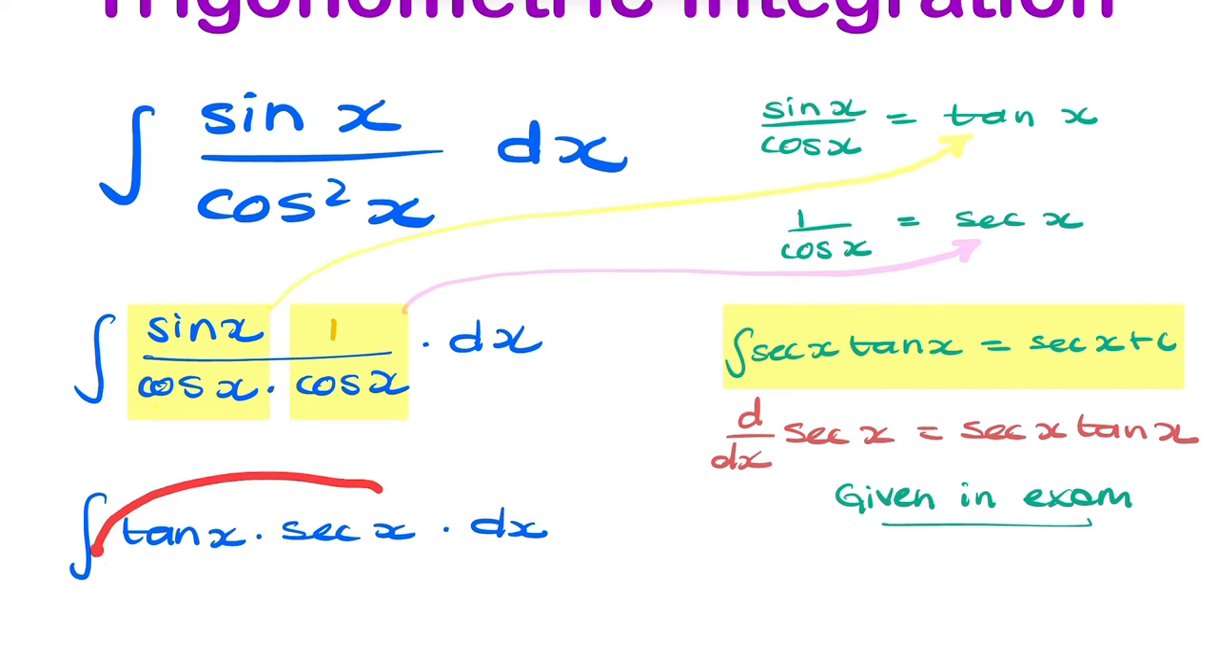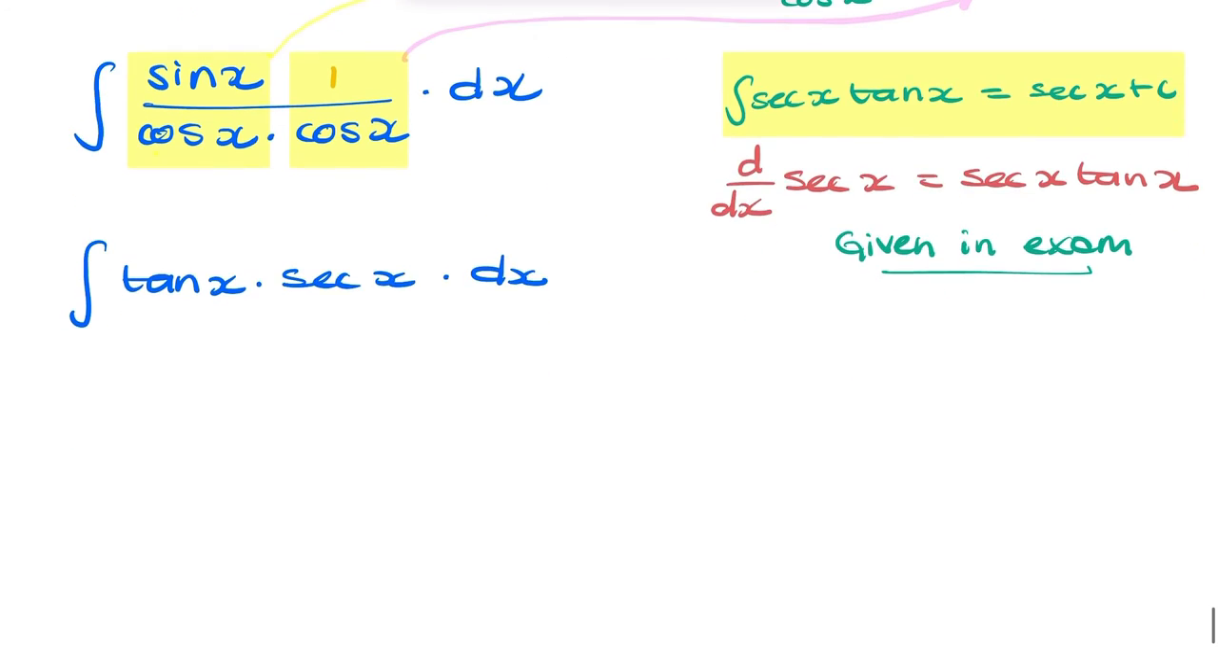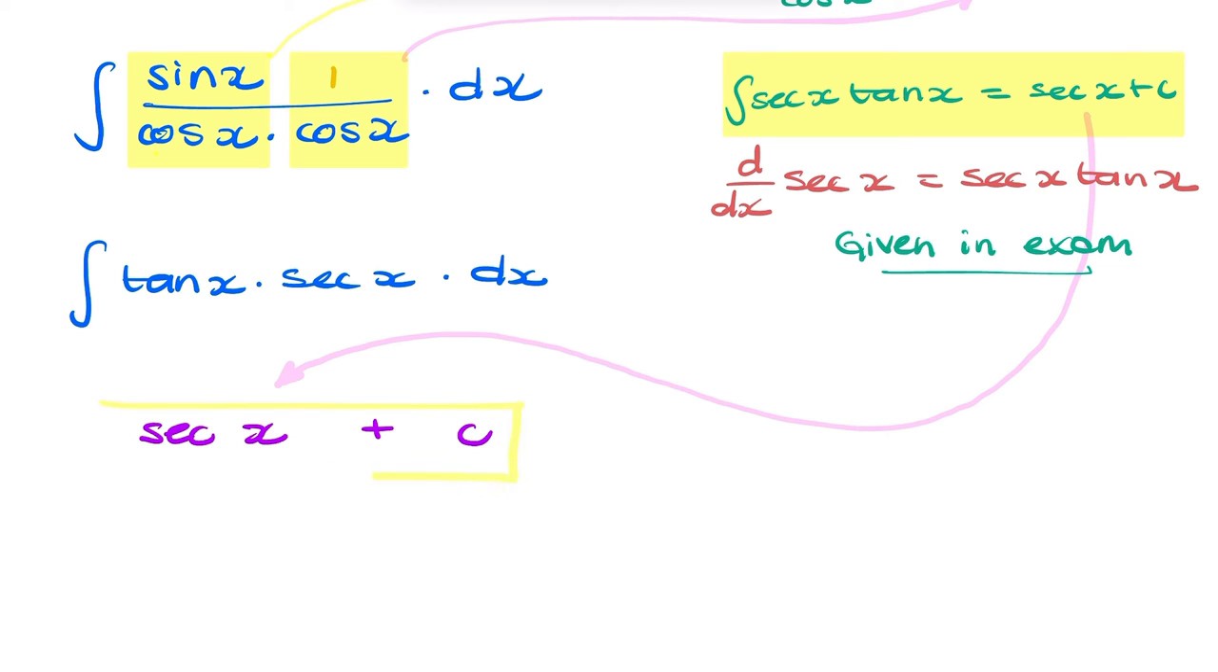And we know that the integral of tan times secant, or secant times tan, is secant x. So I can write the answer as secant x plus c. So I get the answer straight from here. And that would be your final answer.